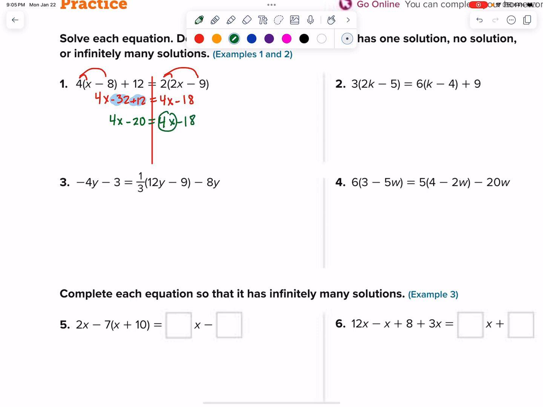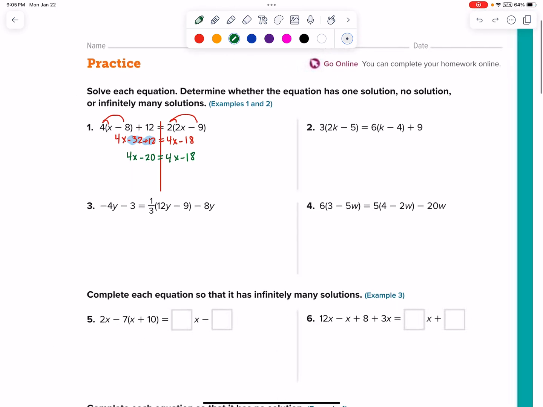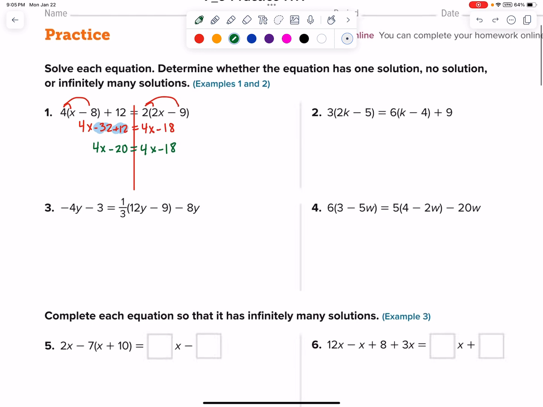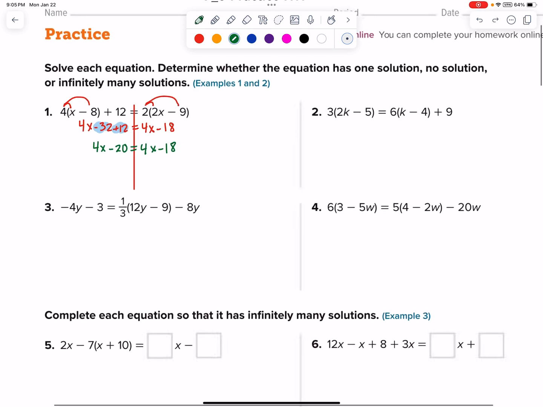Now look, I have the same coefficients, different constants. I already know that this is going to be no solution, but it does say solve each equation. So we're going to go ahead and subtract 4x on both sides. And we can see we're left with negative 20 equals negative 18, and that is a no solution. Okay, because a number can't equal a different number.